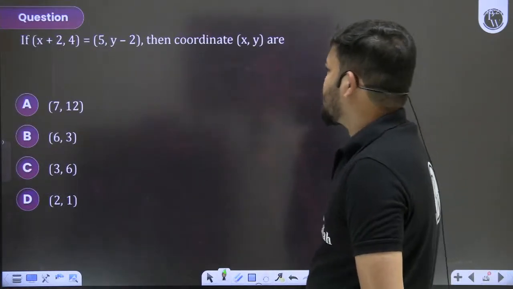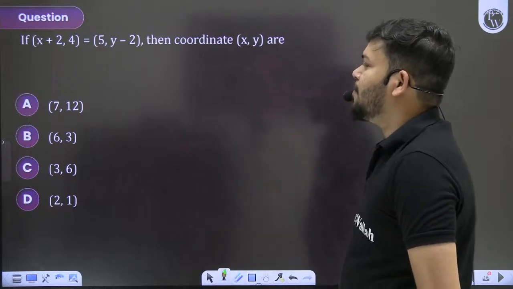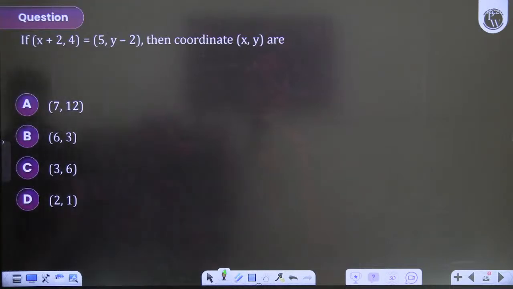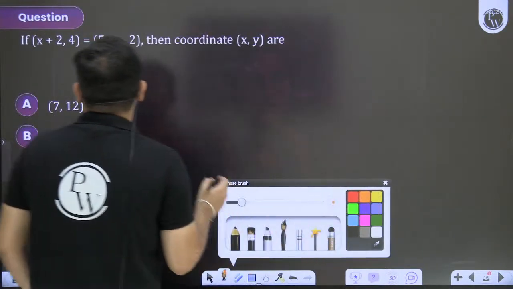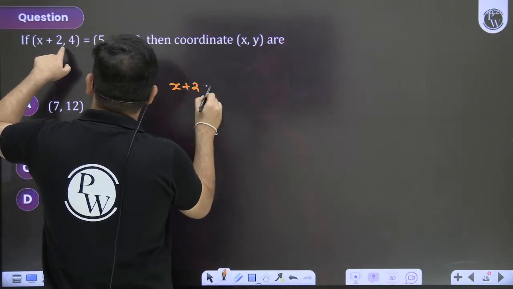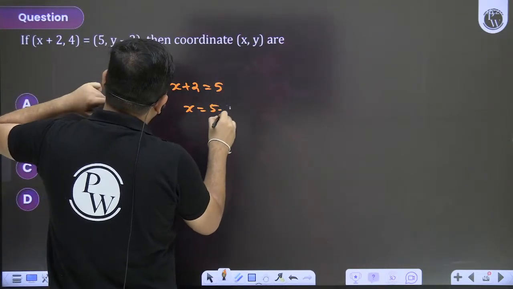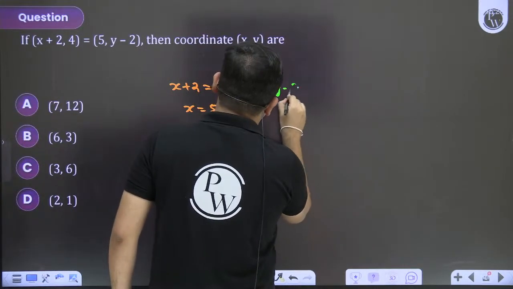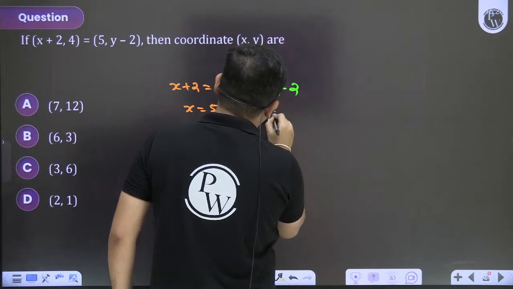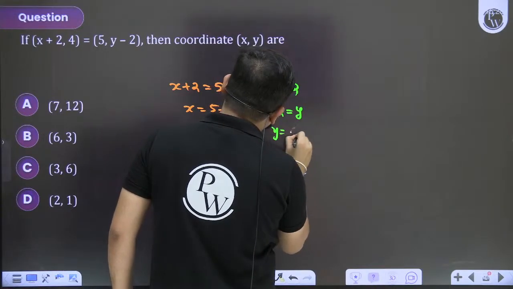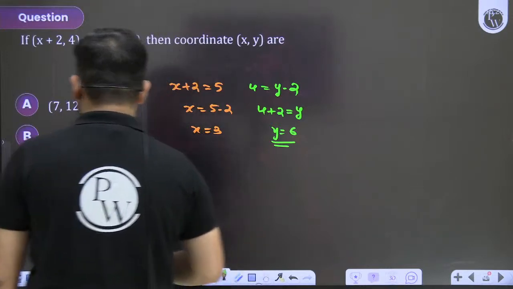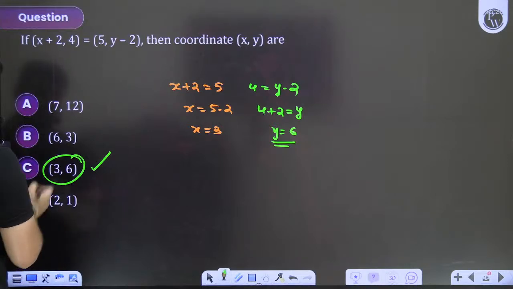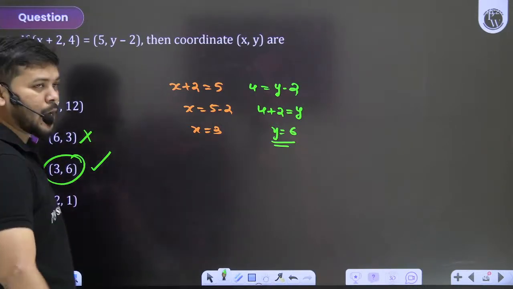And next one: if x plus 2 will be equal to 5 and 4 equals y minus 2, then the coordinates of x and y are, so these both are equal, right? x plus 2 will be equal to 5. Then x will be equal to 5 minus 2, then x will be equal to 3. Then 4 will be equal to y minus 2. Then 4 plus 2 will be equal to y. Then y will be equal to 6. So (3, 6) is your correct answer. The x value you are getting is 3 and the y value is 6.